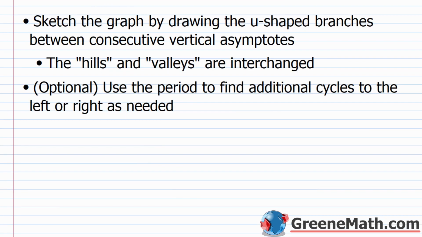All right, then I sketch the graph by drawing the U-shaped branches between consecutive vertical asymptotes. These are going to approach the vertical asymptotes, but not touch them. The hills and valleys are interchanged. And then, optionally, I use the period to find additional cycles to the left or right as needed.